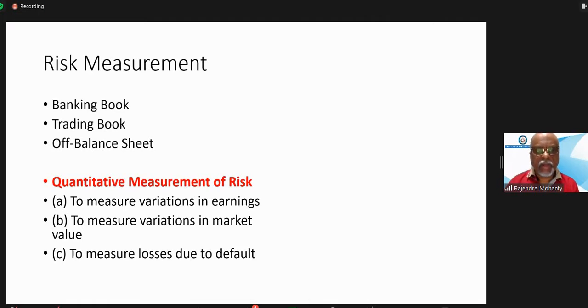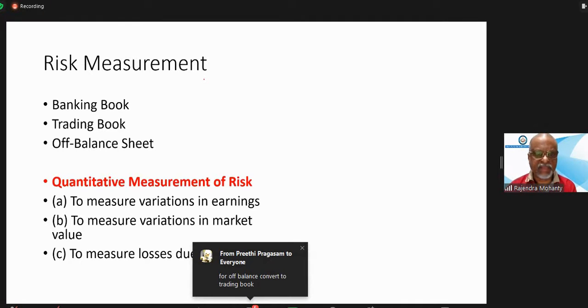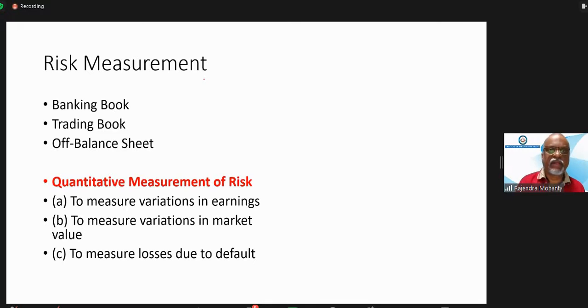Then we will come to the measurement part. Kindly listen carefully, because if you do not understand the basic things, like you have asked how the non-funded becomes funded, it will be very difficult to understand this quantitative measure. Please be focused on that.